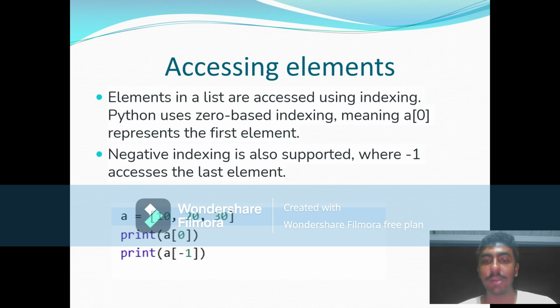So let's check your understanding. Suppose we have numbers 5, 10, 15, 20. So what is numbers of 0? Correct, it's 5. And what is numbers of -1? It's 20. So can a list store different data types? Yes, absolutely. So are lists mutable or immutable? Correct, lists are mutable. Excellent.